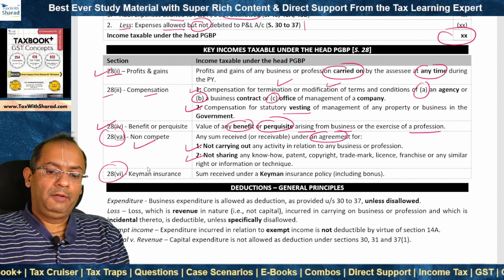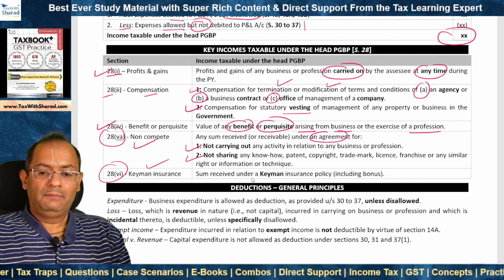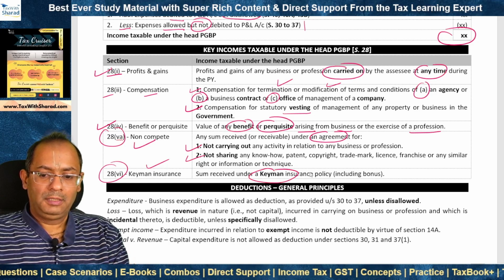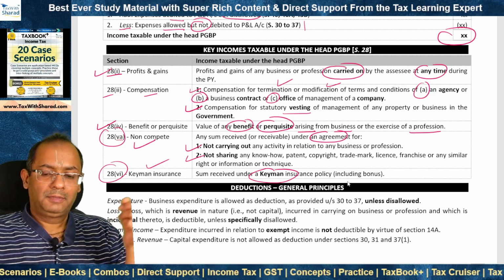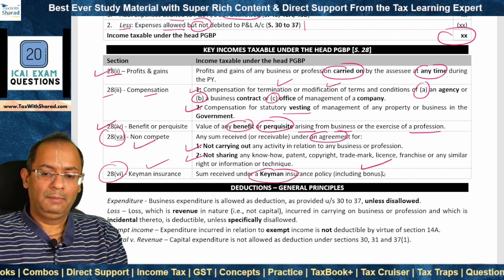Then we have section 28(vi), keyman insurance policy. So any sum which is received under a keyman insurance policy, if it is connected to the business, is taxable under the head PGBP, including the amount of bonus.